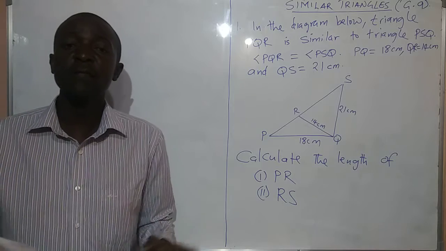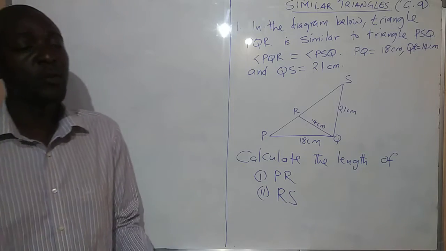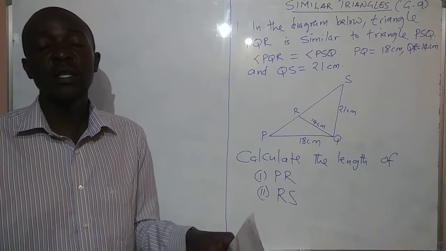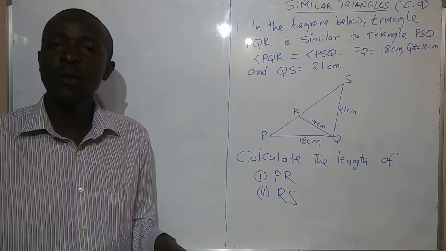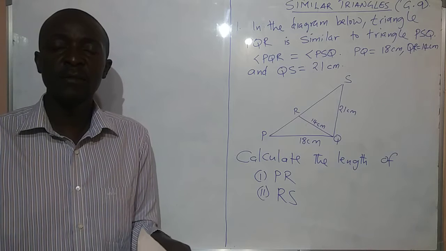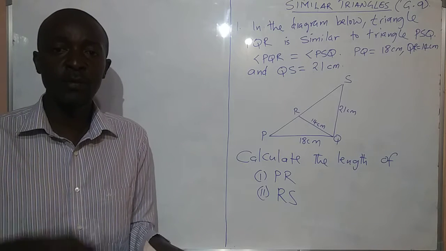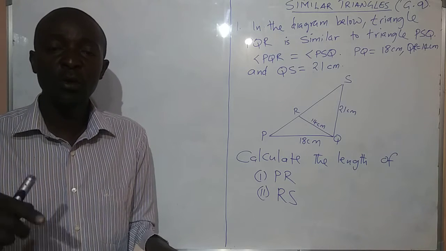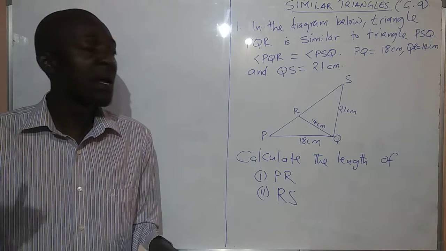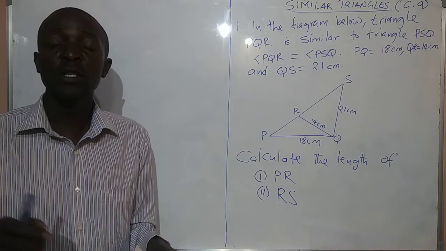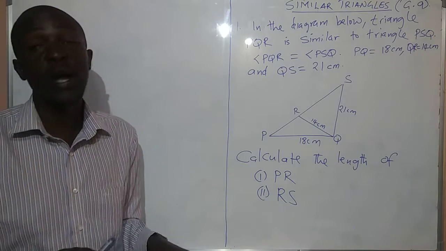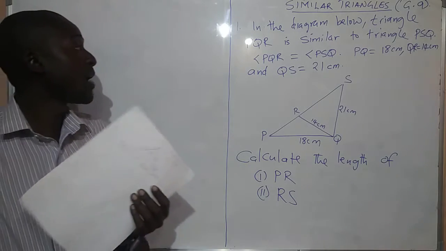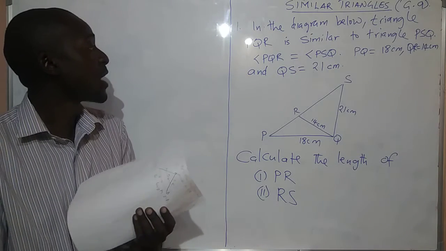Maybe just a definition for similar objects. When you talk about similar objects, you are talking about objects that look the same. They may be of different sizes, but they must be of the same shape. If two objects are of the same shape, and the corresponding angles inside the objects are equal, then you have what we call similar objects, in this case, similar triangles.